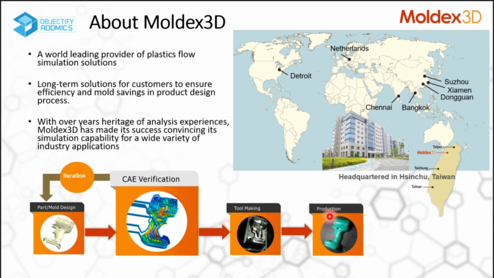So basically Moldex 3D is the world's leading plastic flow simulation software, which empowers product designers and tool designers to validate their design before releasing it for manufacturing. It also helps in optimization of the process during the production stage.